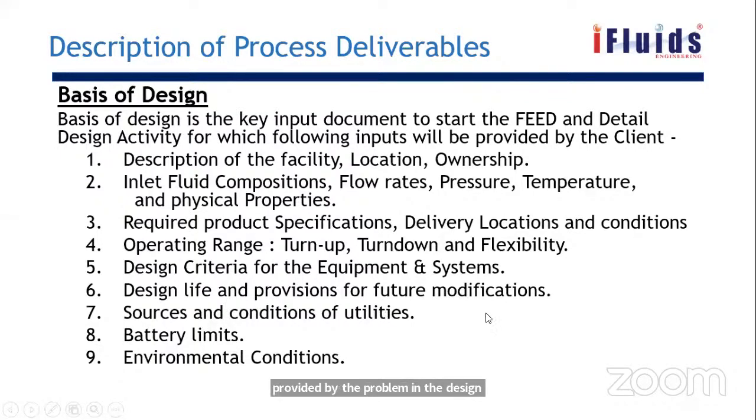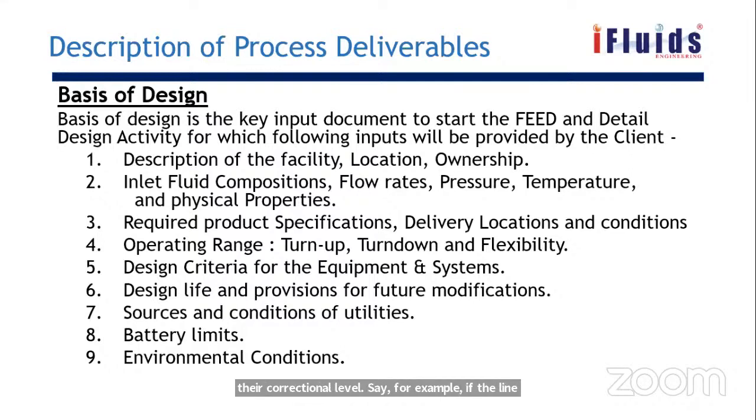And design life and provision for future modification. Design life means how much is the lifetime for the plant, like say 20 years, 25 years, or 30 years. Based on this, the cost of the unit will vary. If they increase the design life, then they need to put more cost into the material of construction. So they will consider the corrosion allowance, say for example 20 years. Accordingly, they will consider the corrosion allowance. So if they consider 30 years, then they will increase the corrosion allowance. Say for example, if the line has 3 mm corrosion allowance, they will increase it to 5 mm, 6 mm, like that.